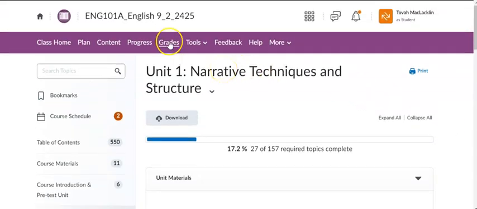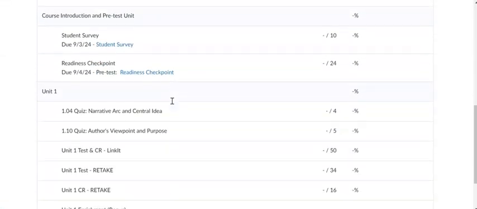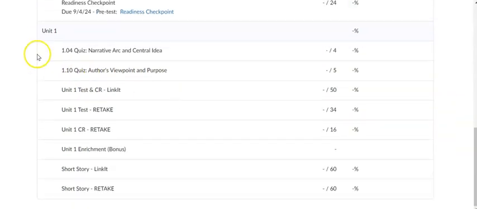So if we go into grades, go into the grade book, you can see here's our Unit 1 assignments, the 1.04 quiz, narrative arc and central idea is worth 4 points, and the 1.10 quiz on author's viewpoint and purpose is worth 5 points. The Unit 1 test and CR is done in Linkit. That's worth 50 points total.